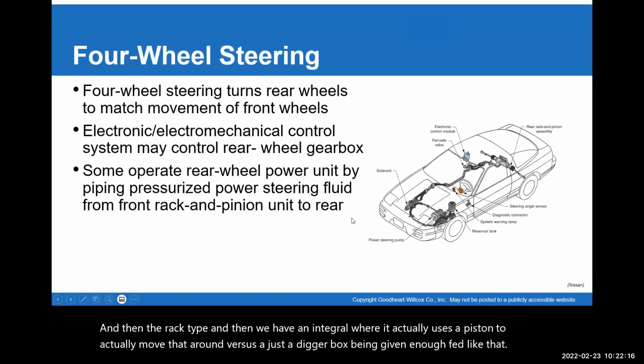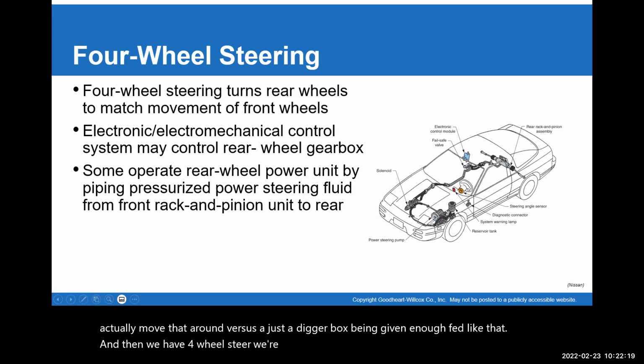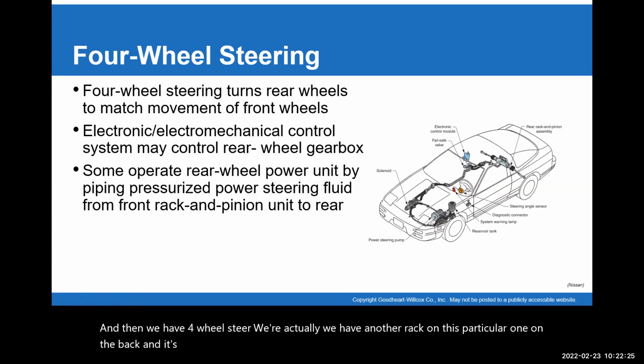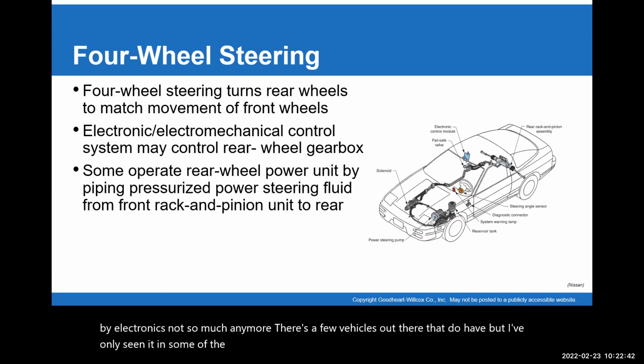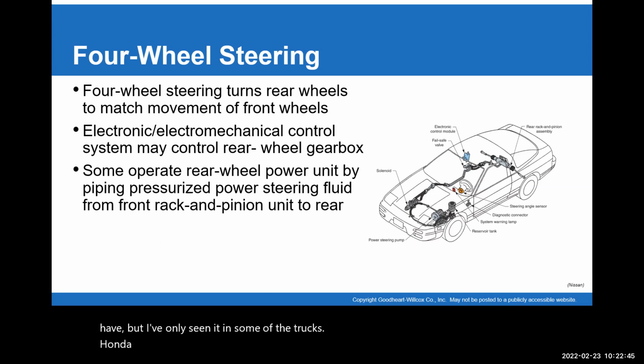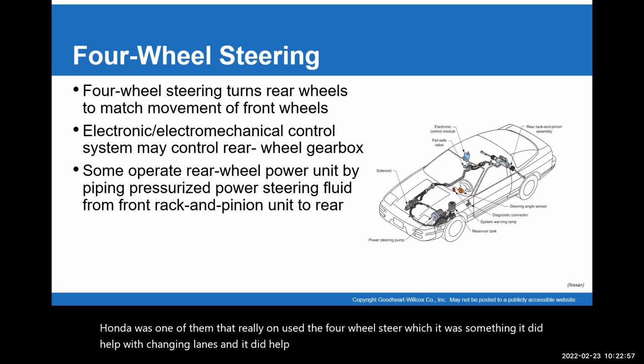And then we have four-wheel steer. We have another rack on this particular one on the back, and it's actually using it to move those rear wheels too. So this is usually controlled by electronics, not so much anymore. There are a few vehicles out there that have it, but I've only seen it in some of the trucks. Honda was one of them that early on used the four-wheel steer. It did help with changing lanes, and it did help with parking and stuff like that too.